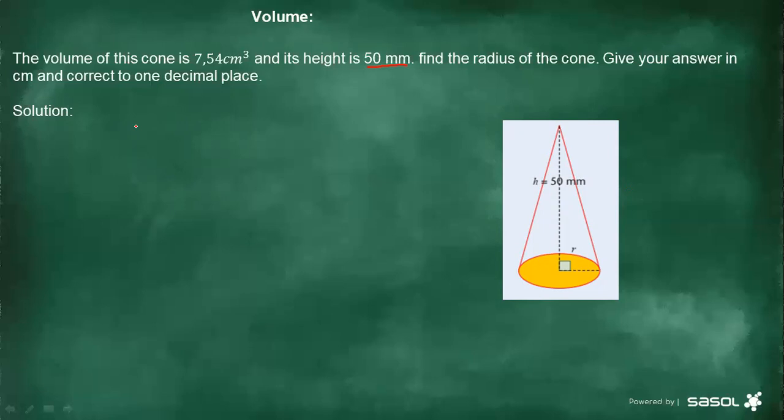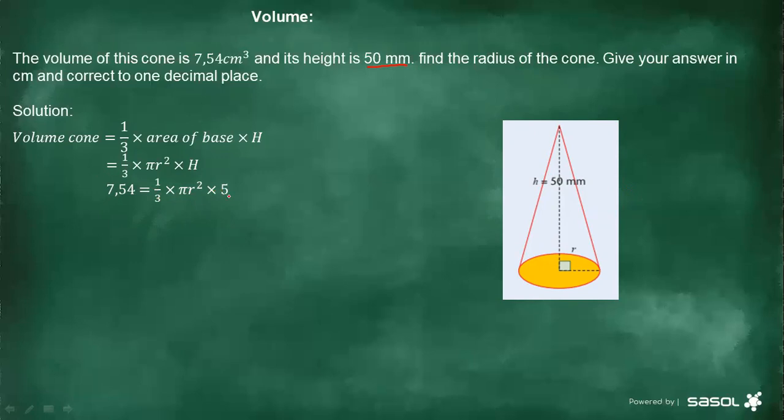Now let's look into the solution. Now this is the volume for a cone. It's 1/3 multiplied by the area of the base times height. The area of the base is pi r squared, times the height. Now remember, in this one we are given what? We are given the volume. Let's substitute the volume. Our volume is 7.54, and it equals 1/3 pi r squared times 5.